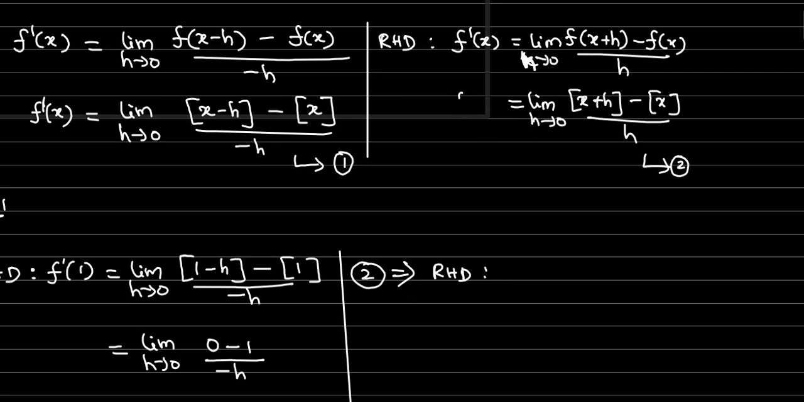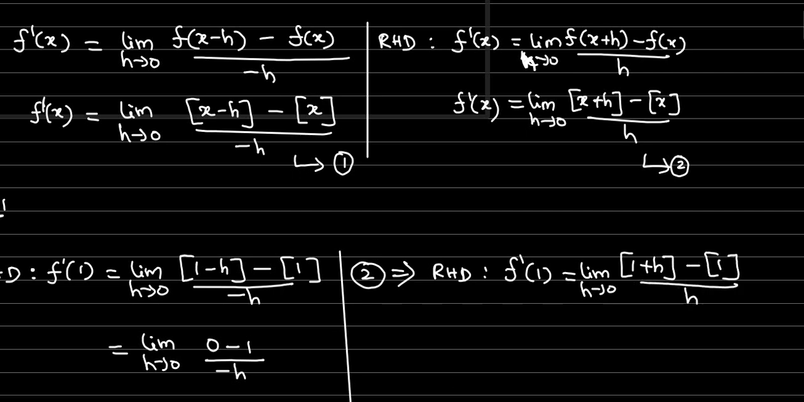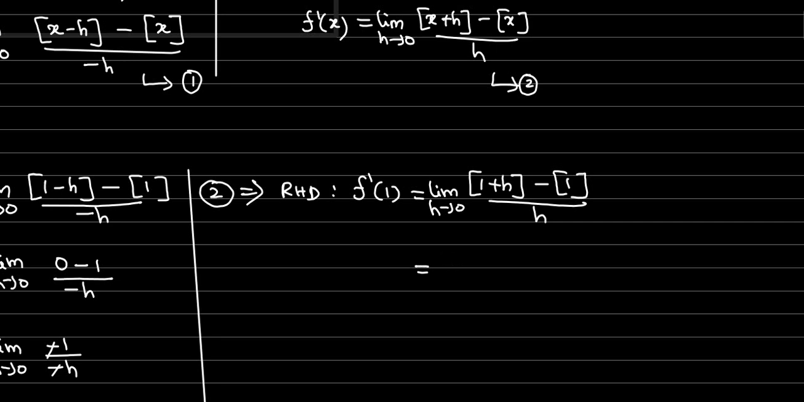f dash of 1. So replacing x as 1, f dash of 1 is the limit as h approaches 0 of greater integer of (1 plus h) minus 1, by h. Now, as h approaches 0, the value of 1 plus h we are going to find out.